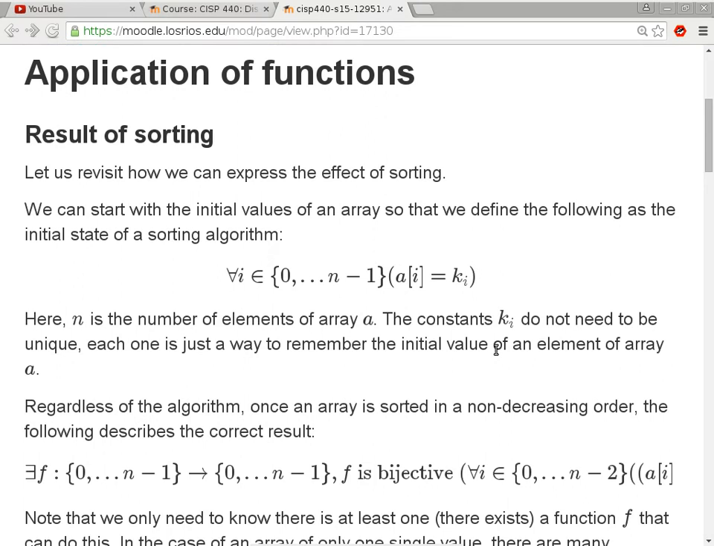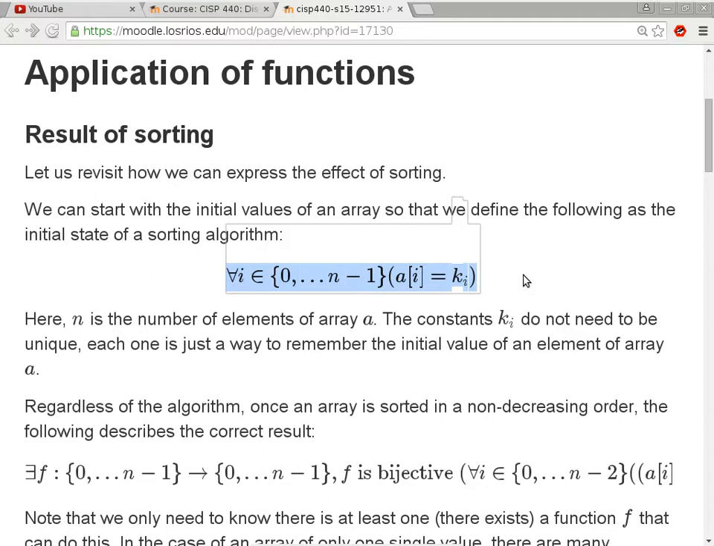Do you guys still remember that whole thing about how can we tell that a sorting algorithm is doing its job? Remember that? Vaguely, maybe? Okay. So we're going to go back to that example. So we have initial values of an array, okay? And this will define the initial state of a sorting algorithm. You are given an array A, which has n elements. And this is the initial state.